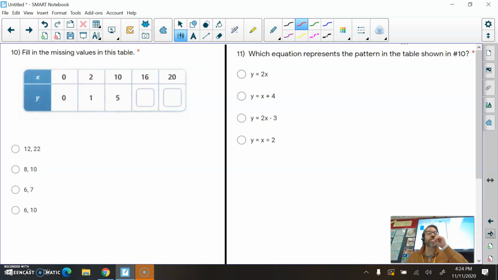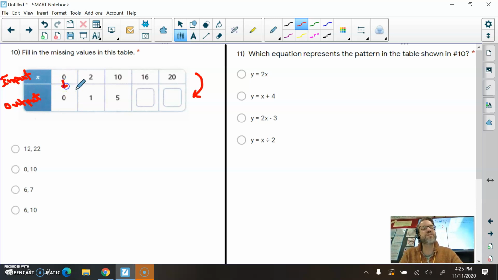Number 10, fill in the missing values in this table. We have x: 0, 2, 10, 16, 20. So we're not going in order here. We're skipping some numbers. And our y values are 0, 1, 5, blank and blank. So whenever we're trying to fill in missing values in a table, we're trying to figure out how do you get from x to y? How are you getting from your input to your output? And you want to be doing the same thing every time.